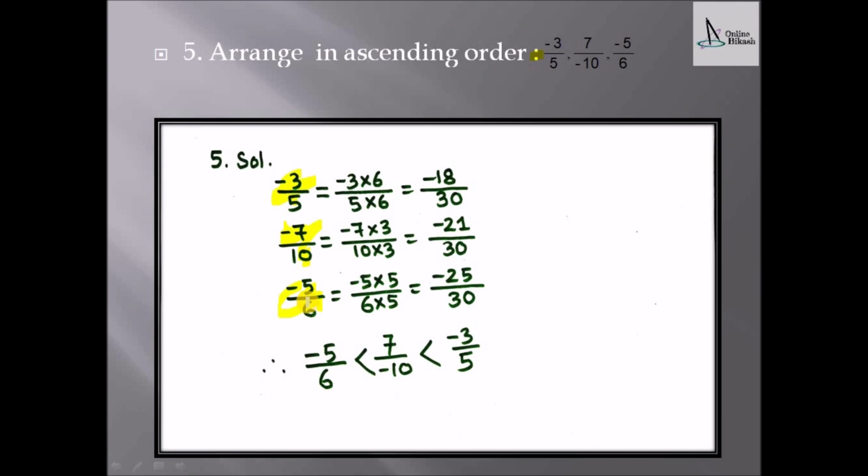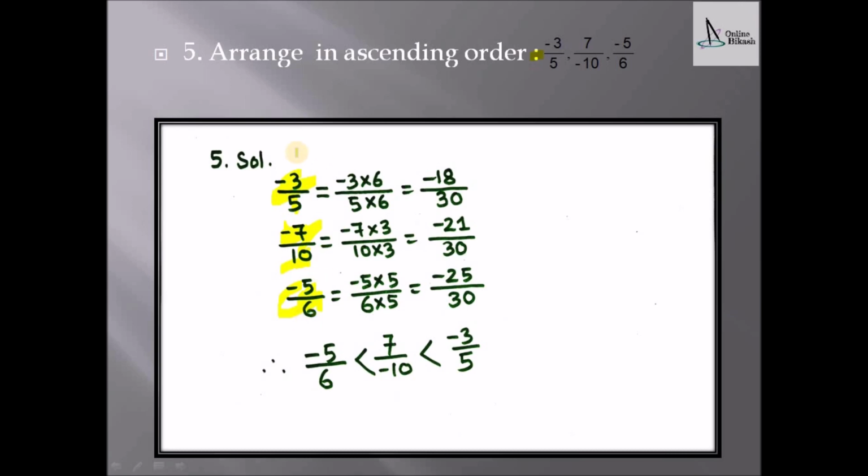As I told in my previous video, first you have to find the LCM of those three denominators. What are the denominators here? 5, 10 and 6. What is the LCM of 5, 10 and 6? It is 30. Some students are getting 60 as their LCM, which is wrong. So the LCM of 5, 10 and 6 is 30.